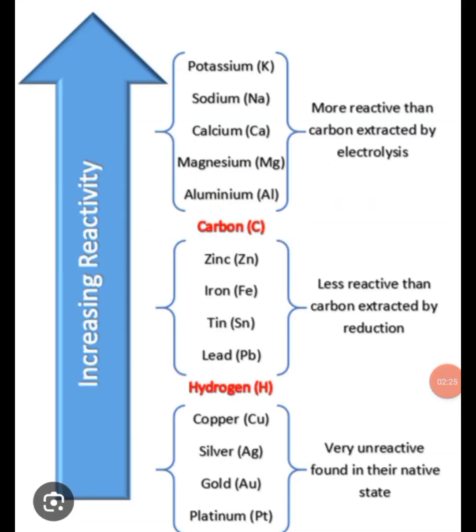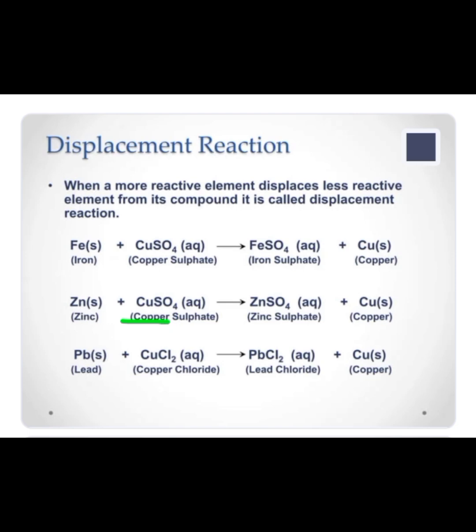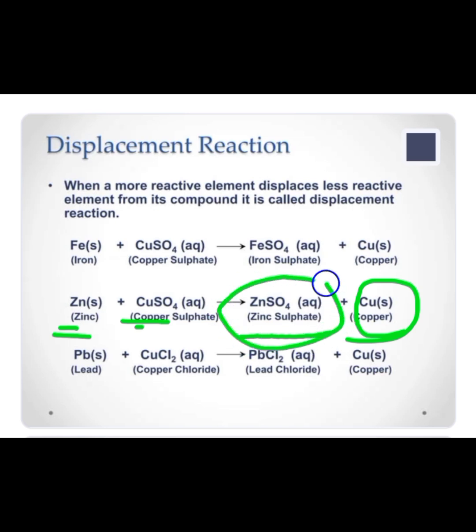This is our reactivity series. Here this is iron and this is copper. So iron is more reactive compared to copper. So it can easily displace the copper metal. Here also zinc can displace copper and the copper will get separated from the copper sulfate. So zinc sulfate is formed, that is the product of this reaction, by displacing copper metal.